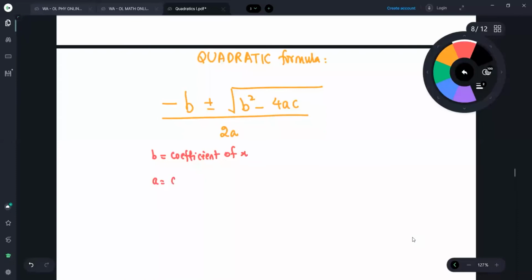a is the coefficient of x squared, where it is any number or fraction or letter attached to x squared, and c is the constant. A constant is a term in a quadratic equation which does not contain a variable.